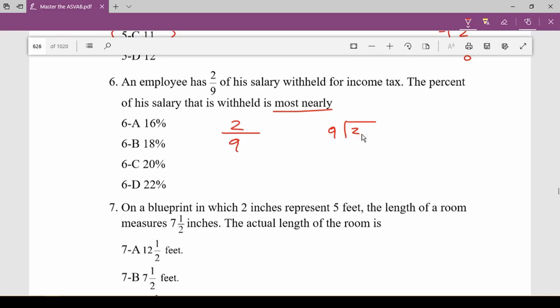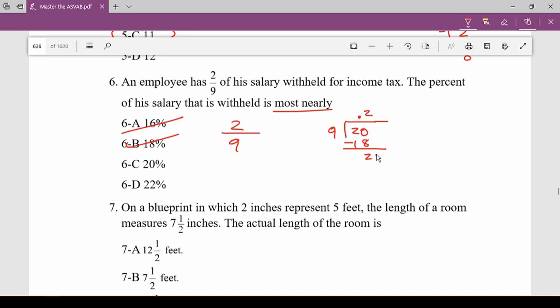So 9 goes into 2, it doesn't. I have to add a 0 here. When I add a 0, I have to bring up a decimal. 9 goes into 22 times. 9 times 2, of course, is 18. Let's take a look. I know this is going to be 20-something percent, so I can cross out these automatically. 20 minus 18 is 2.